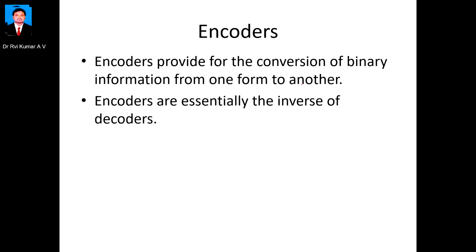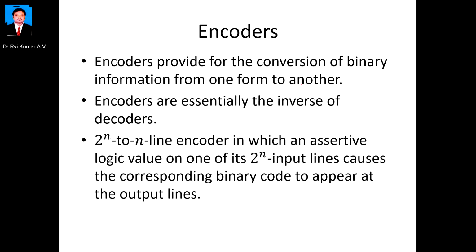Now we will look at the encoder: the definition of encoder, different forms of encoder, and applications of encoder with a functional diagram. An encoder provides for the conversion of binary information from one form to another. It is the reverse operation of your decoder, so encoders are essentially the inverse of a decoder. Here we have 2 power n input lines to an n line encoder, in which an assertive logic value on one of its 2 power n input lines causes the corresponding binary code to appear at the output lines.